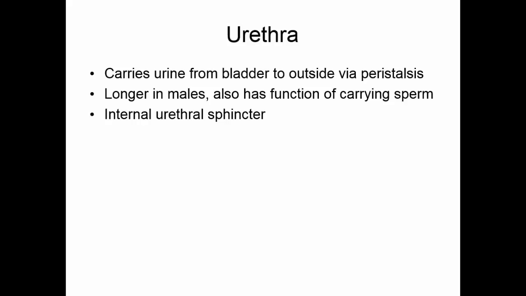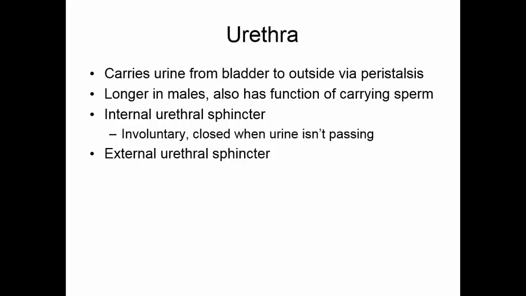There are two sphincter muscles associated with the urethra. The internal urethral sphincter is an involuntary muscle. It's closed when urine isn't passing through it. The external urethral sphincter is a voluntary muscle. You learn to control this muscle so that you can eliminate urine when you want to.